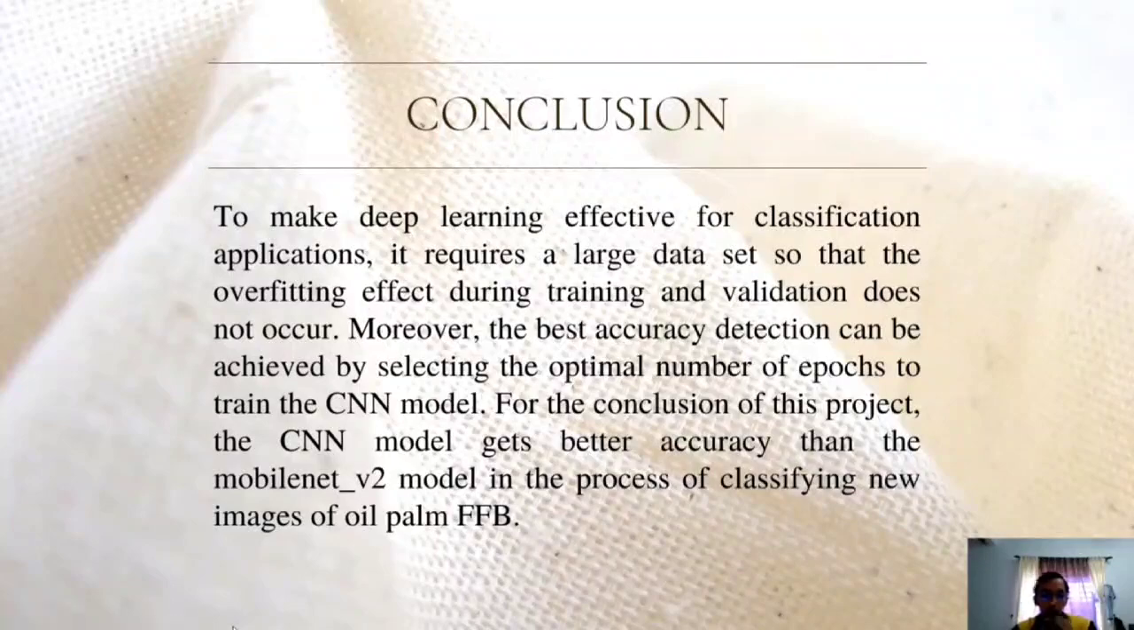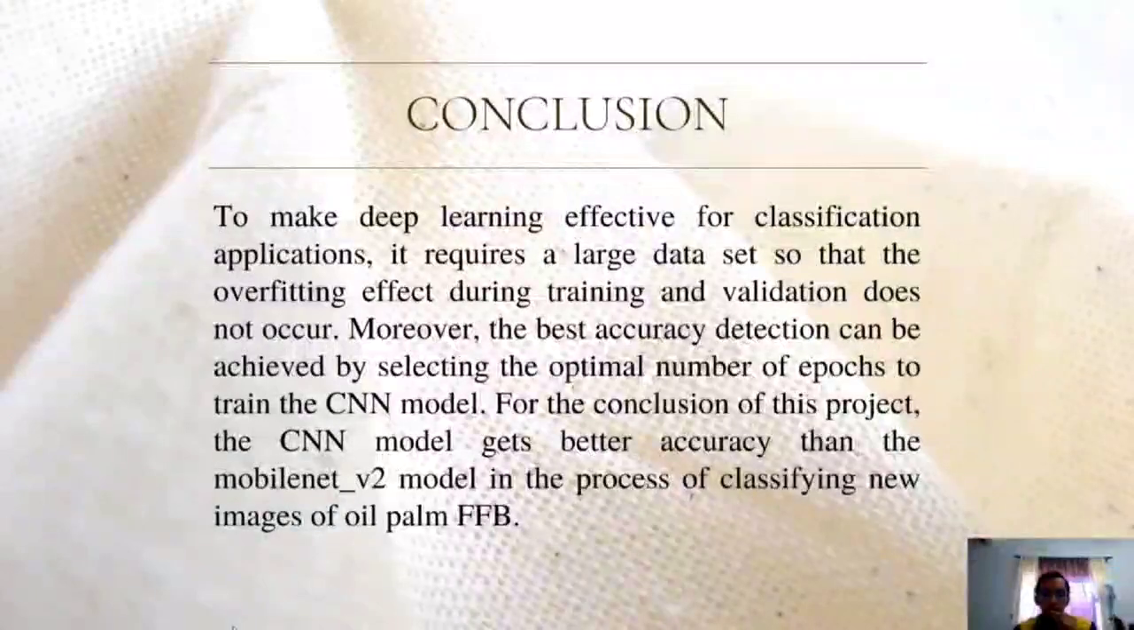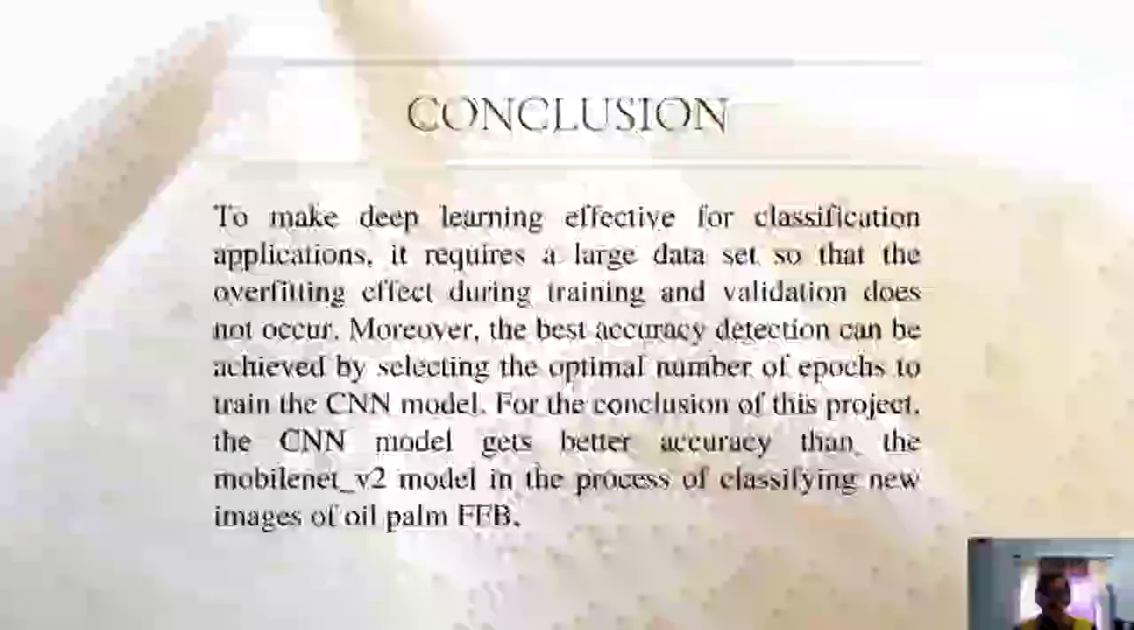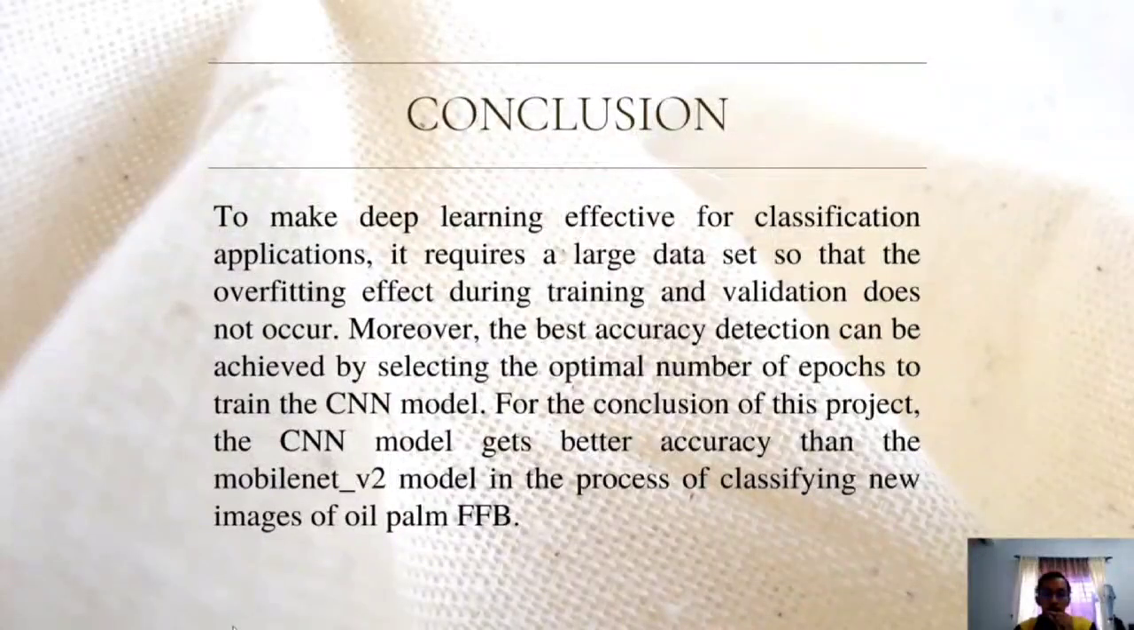For the conclusion, to make deep learning effective for classification applications, it requires a large data set so that the overfitting effect during training and validation does not occur. Moreover, the best detection accuracy can be achieved by selecting the optimal number of inputs to train the CNN model. For the conclusion of this project, the CNN model gets better accuracy than the MobileNet version 2 model in the process of classifying new images of oil palm FFB.